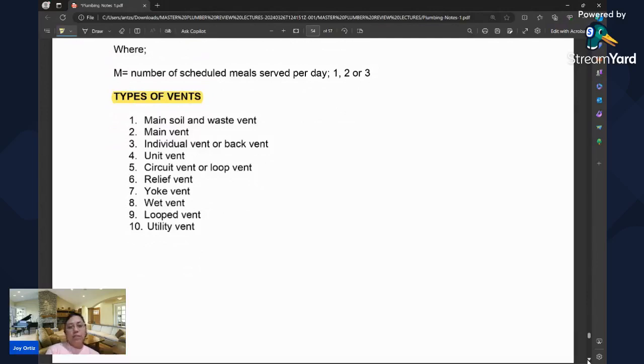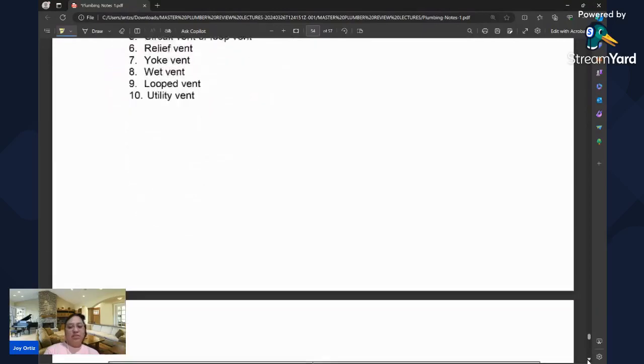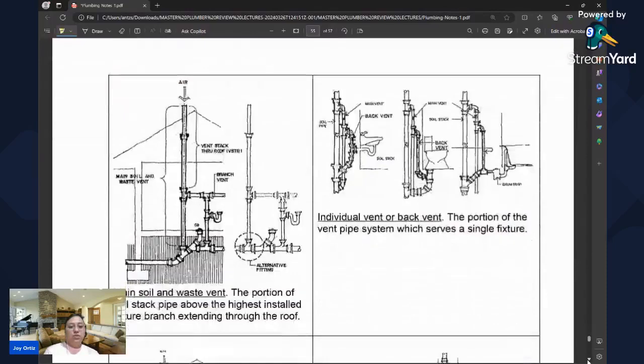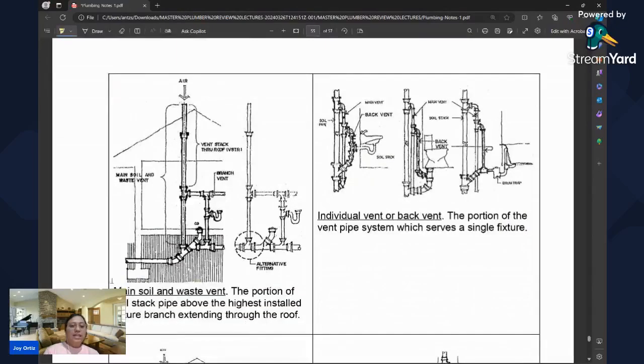We have different types of vents. We have the main soil and waste vent, main vent. We have the individual vent or back vent, unit vent, circuit vent or loop vent. We have also the relief vent, yoke vent, wet vent, loop vent, utility vent. So what are the differences between these vents?